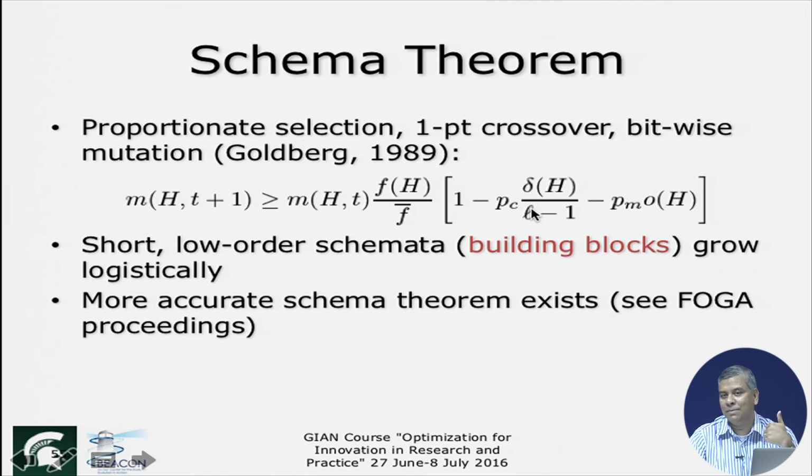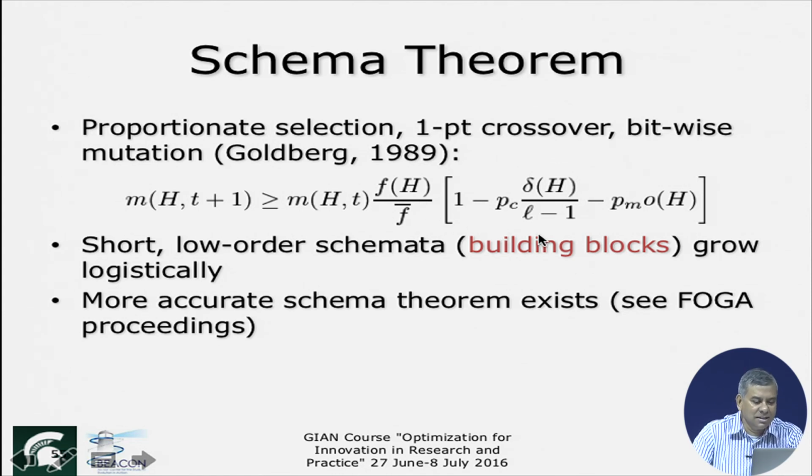1 minus that gives you the survival probability, and this comes from the mutational effect. PM times O(H) is the probability by which the schema gets destroyed. So this part plus this part is the total destruction probability. 1 minus this is the survival probability. Multiplied by this, it tells you how many copies will survive. So this is a very rough estimate.